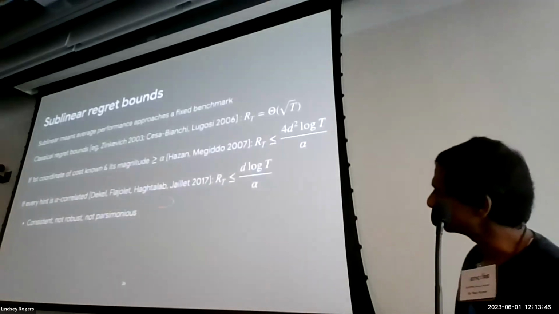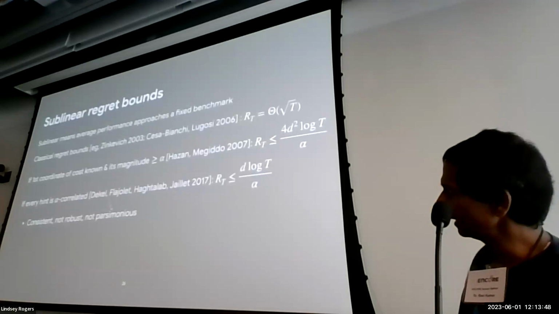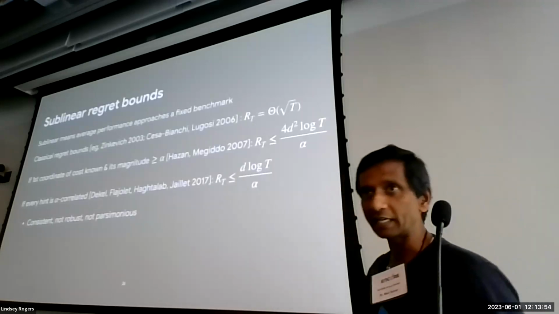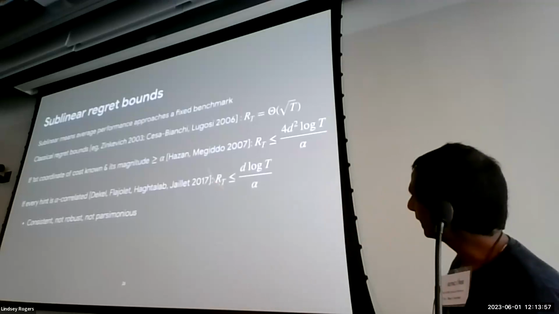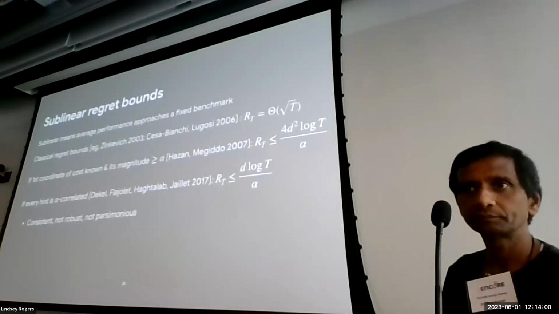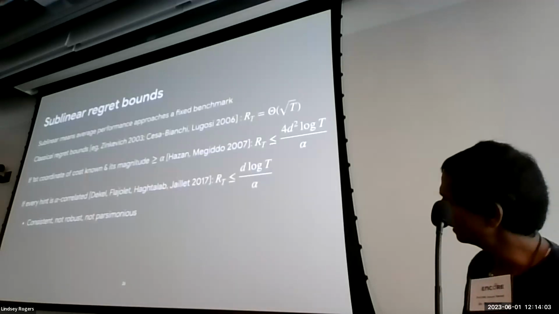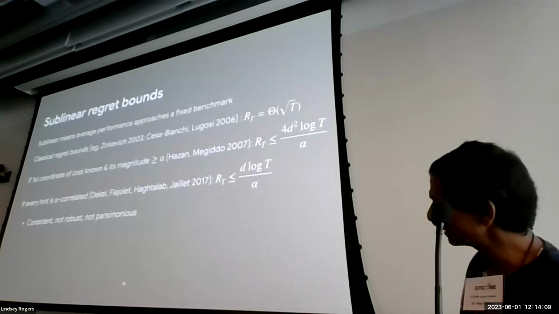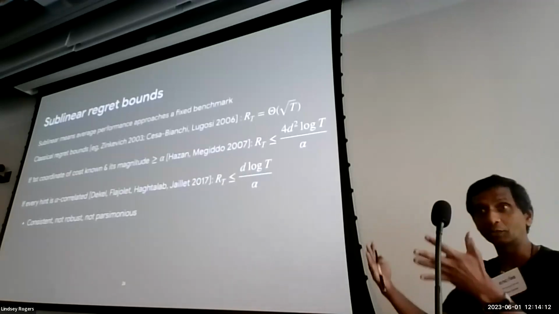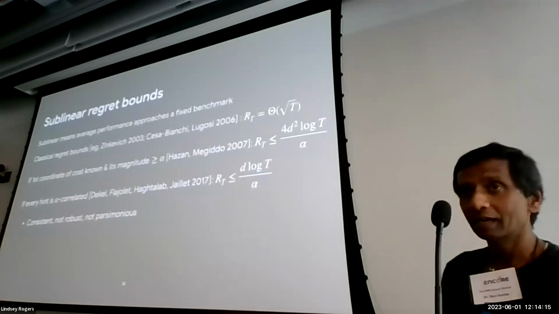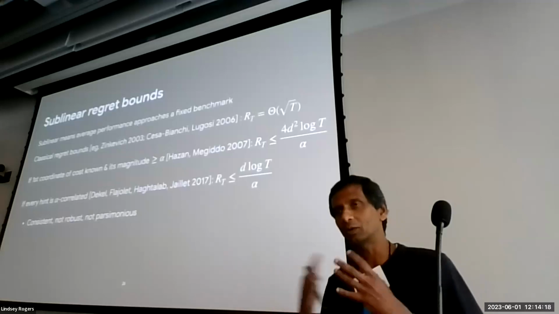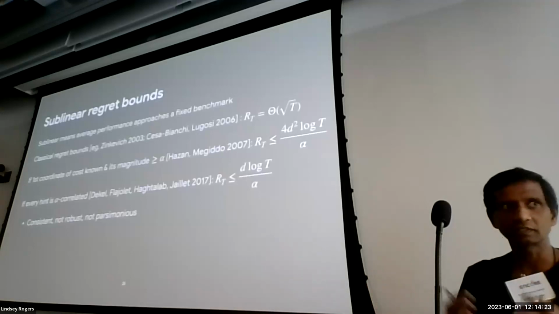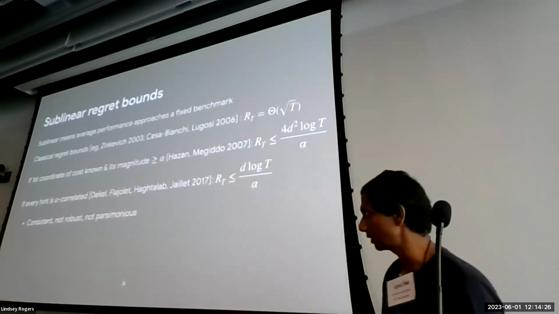More recently, this was relaxed a little bit by Dekel and his co-authors, who showed that if every hint is alpha correlated in the way that I defined earlier, then you can still get log T regret. It's a very nice result. In the language I stated a few minutes ago, it is consistent, because if the hints are highly correlated, you get good log T regret. But it's not robust, because their whole argument depends on the hints being correlated at every time step, which is a very strict requirement, and definitely not parsimonious because they need a hint at every time step.